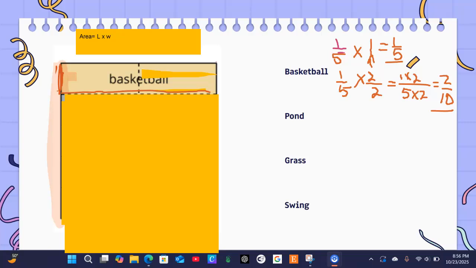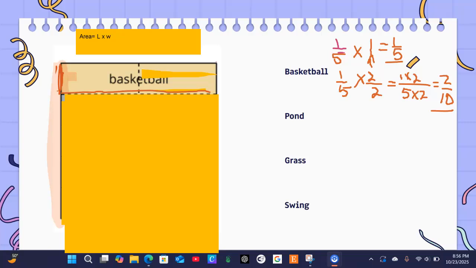Again, you could see it as partitioning your one whole unit or one whole area into fifths, and the basketball area is 1/5. Or you can do like I did before, which was the strategy of covering up each side and determining that's 1/5. And then this is 2 out of 2, right? And then you will see that this is 1, 2, 3, 4, 5, 6, 7, 8, 9, 10 total pieces.